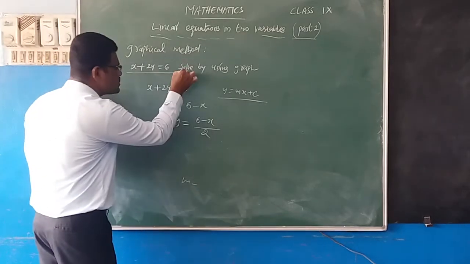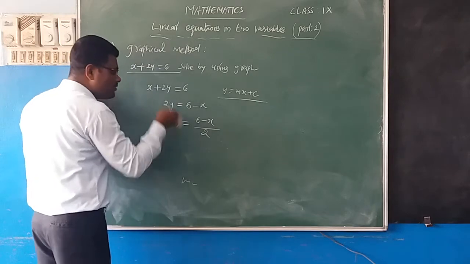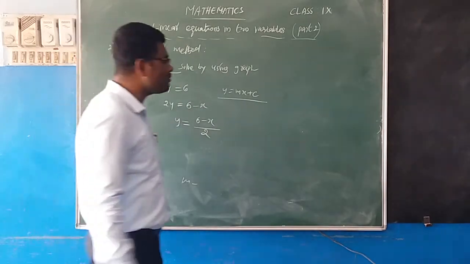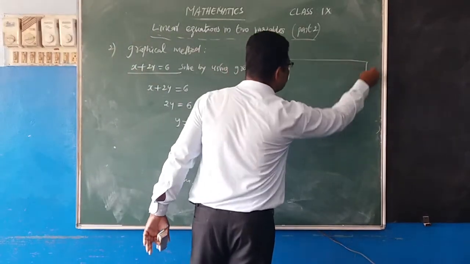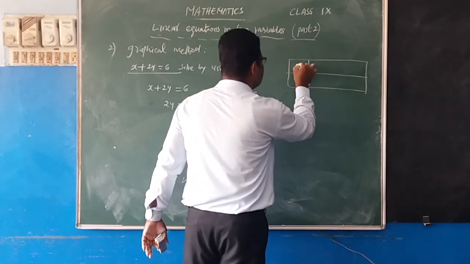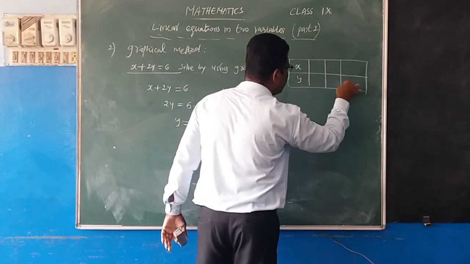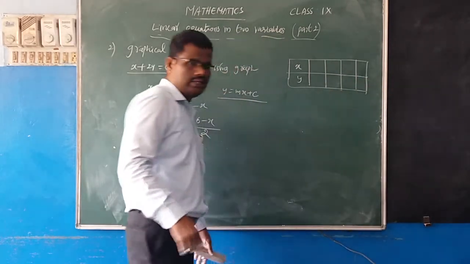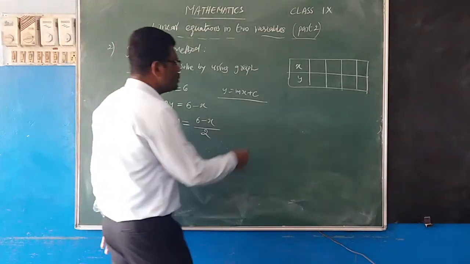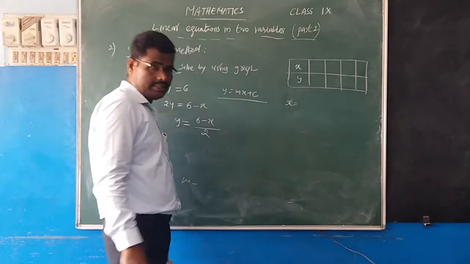This is the given equation. We have written it in this way. After this, we need to collect the values of x and y. We need to make two columns. In this column, the value of x. In this column, the value of y. We need to collect a minimum of 4 values. So start with x is equal to, again, trial and error method.